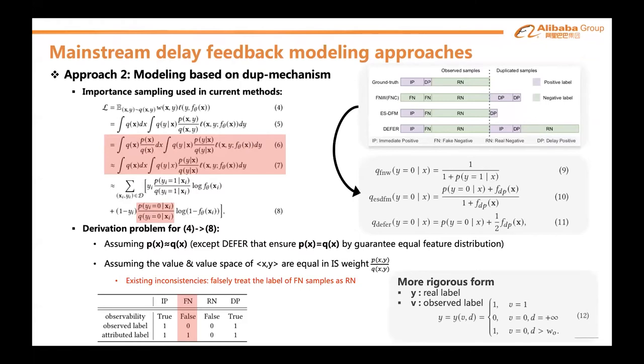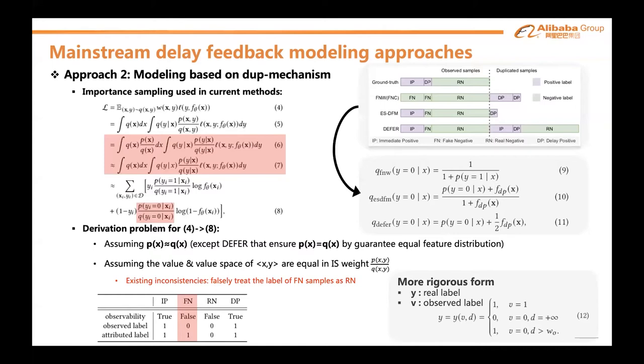Specifically, there are two main problems. The first one is that the derivation of Formula 6 to 7 assumes that the marginal distribution of X is consistent in P and Q. However, it can be seen from this figure that, due to the reuse of samples, the marginal distribution of X is completely different in the ground truth distribution P and the observed distribution Q.